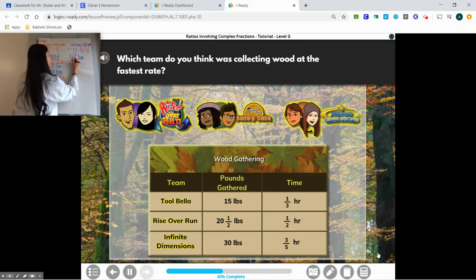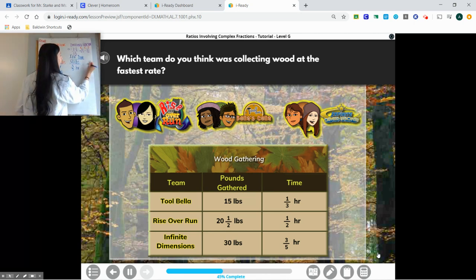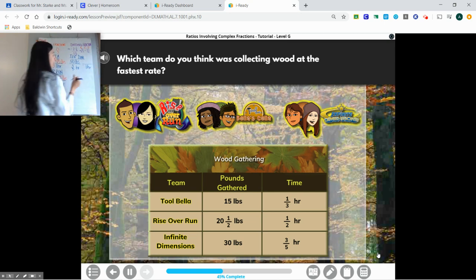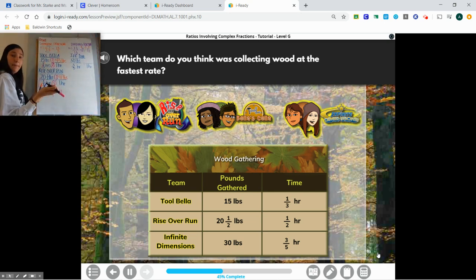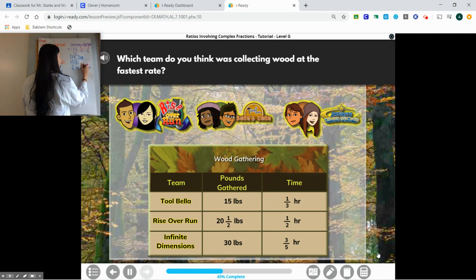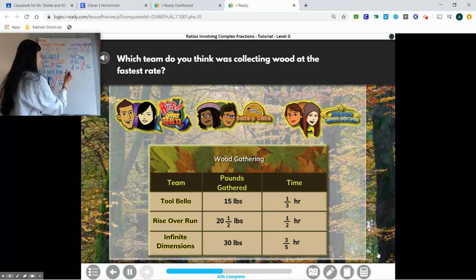Okay, they gathered 30 pounds in 3/5 of an hour. Remember, we want 1 hour in the bottom. Here, we're just going to multiply by our reciprocal. So we're going to multiply by 5/3. These will cancel. We're going to do 30 times 5 over 3 to get our answer.